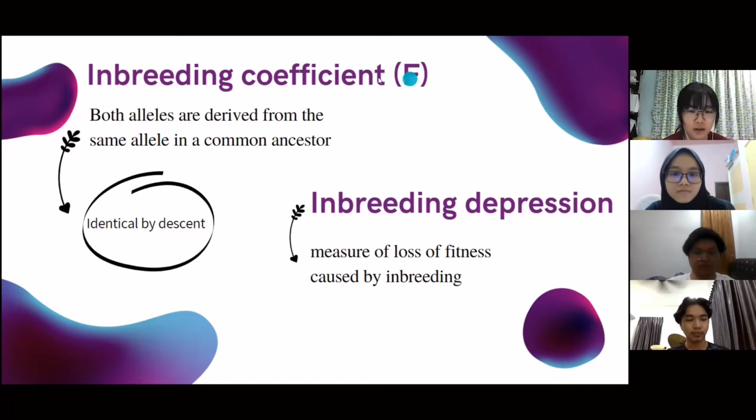The inbreeding coefficient ranges from 0 to 1. If it is 0, that shows that no individual has both alleles derived from a common ancestor. But if it is the maximum, 1, that means all individuals in the population are homozygous and derive from the same ancestor.